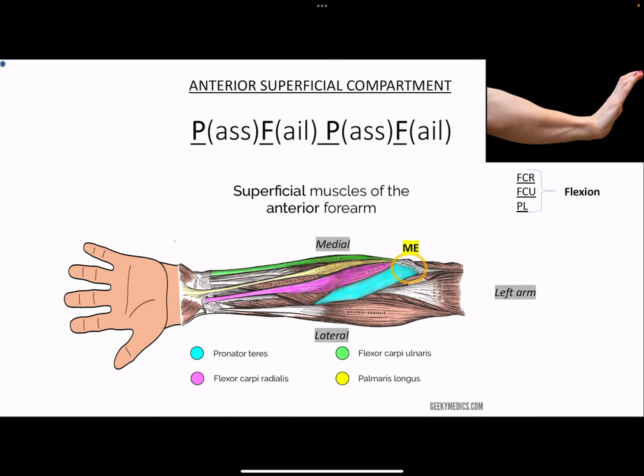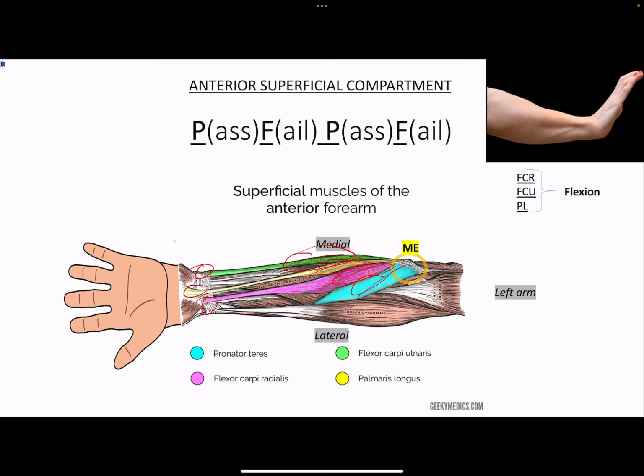Okay. So pass, fail, pass, fail. We're looking at the pronator teres right here, the flexor carpi radialis, the palmaris longus, and the flexor carpi ulnaris. Notice that everything is moving medial to lateral, a little bit, even for the ulnaris. Also keep in mind that the ulnaris is named the ulnaris because at the distal insertion site, it's on the ulnar side, which is the medial side. The carpi radialis is a little bit more on the radial side, on the lateral side. And the palmaris longus, where does that go? That goes into the palm.